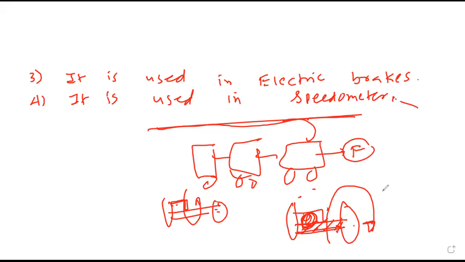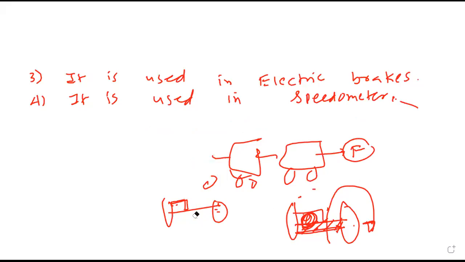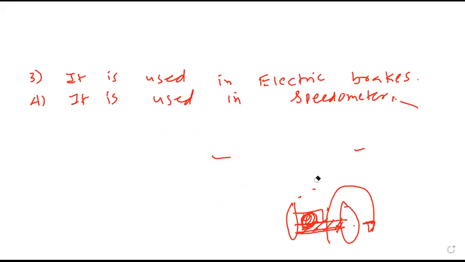So four uses: dead beat galvanometer, induction furnace, electric brake, speedometer. So in MCQ they can ask which of the following uses eddy current. So if you know the appliances, you can mark the correct option.